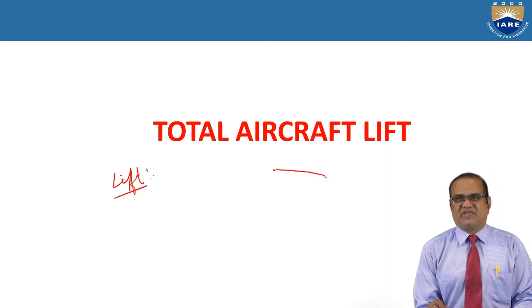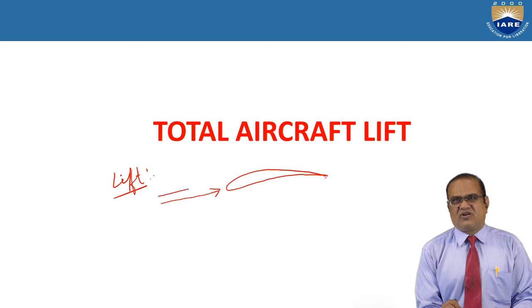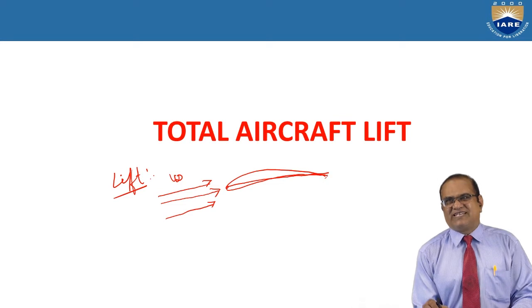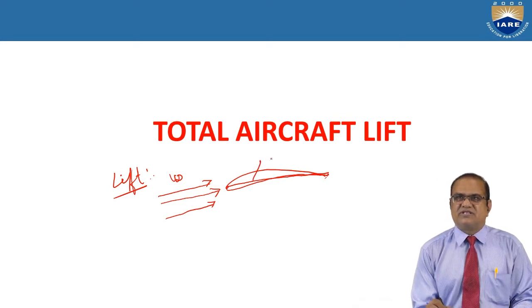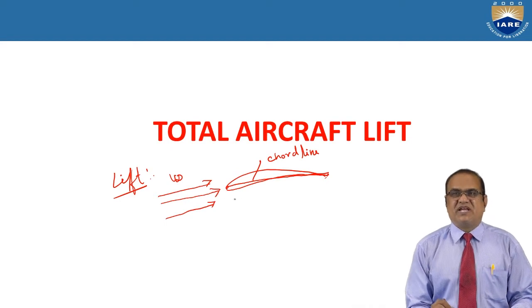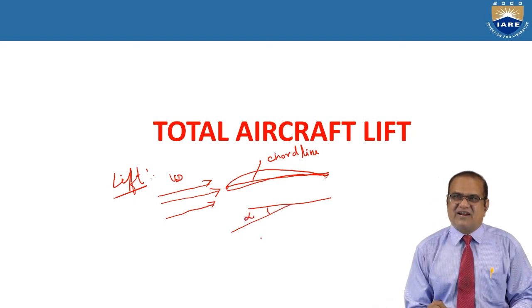So assume this is an airfoil. This is your wind direction. This is the chord line, which runs from the nose to the tail. The angle between the chord line and the wind direction is called alpha, and this is called the angle of attack.